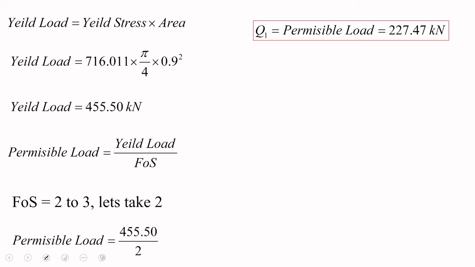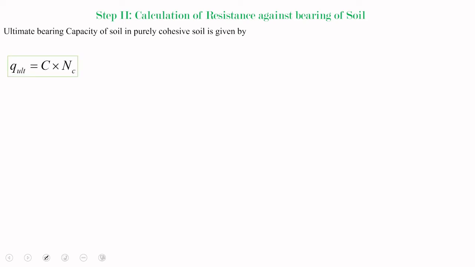Remaining two loads are remaining. So again, that is the calculation of resistance against bearing of the soil. Ultimate bearing capacity of a purely cohesive soil is given by Q ultimate equal to C into NC. Okay.